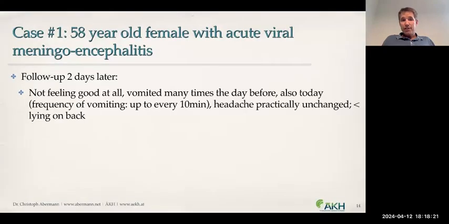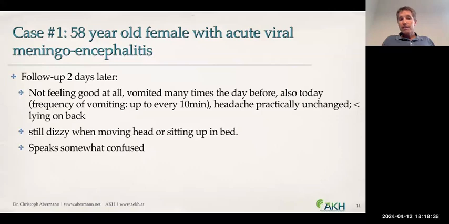2 days later, she told me she's not feeling good at all. She had been vomiting many times the day before. Also today, the frequency of vomiting was up to every 10 minutes. Her headache was unchanged, and it was worse lying on the back. She was still dizzy when moving the head or sitting up in bed. She speaks somewhat confused, and she has little herpes-like blisters all over the body.